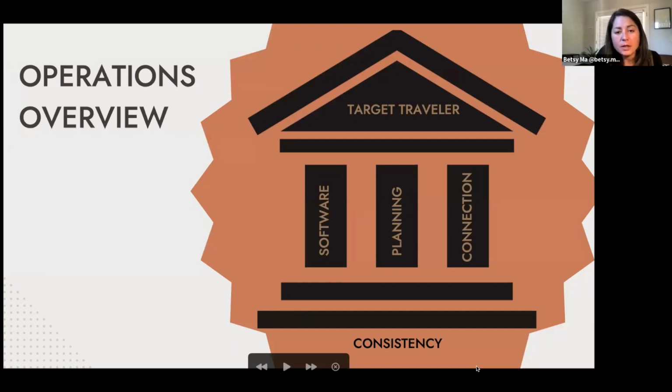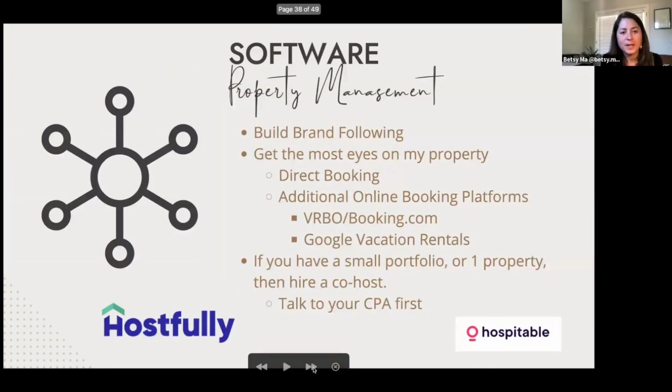And then the third part is connection. Connection would be anything related to the guests that is unique to them, that we can make a standout moment for the guests. A point of connection, a point of them feeling seen and heard and special. We're going to talk about this a little bit more, but all of this is because we have our target traveler in mind.